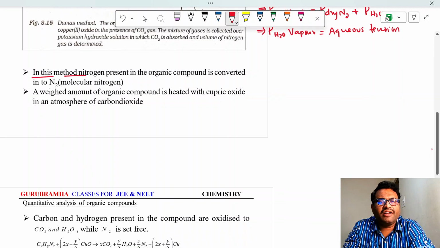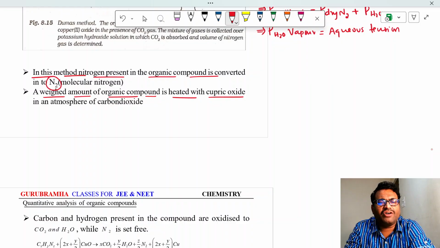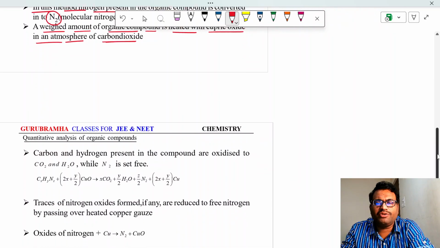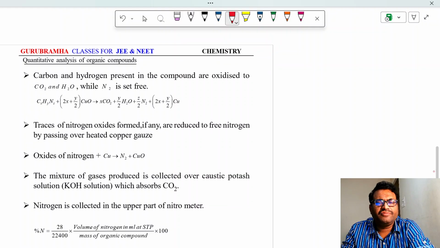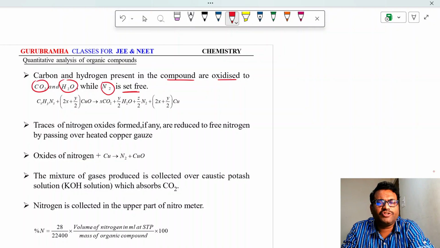So in this method, nitrogen present in the organic compound is converted into molecular nitrogen. A weighed amount of organic compound is heated with cupric oxide in the atmosphere of carbon dioxide. Already we have seen, what is the purpose of using carbon dioxide? To replace the air. This equation also we have seen. Carbon and hydrogen present in the compound are oxidized to carbon dioxide and water, whereas nitrogen is set free. So based on this equation also we are asked questions.